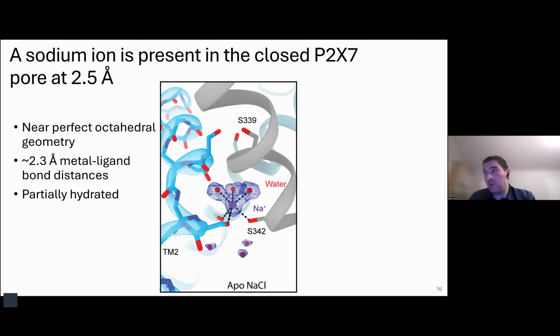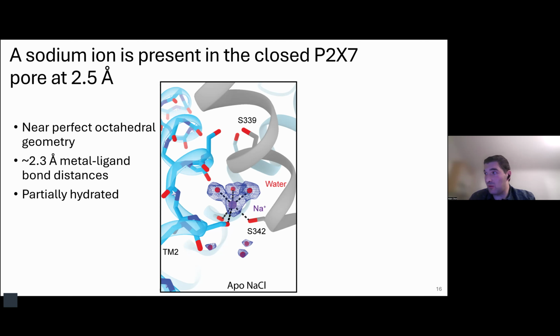So the first thing we noticed in the high resolution data was that the blob has become a highly coordinated density in the center of the pore. We ultimately decided to model this as a partially hydrated sodium ion. The sodium ion is coordinated in near perfect octahedral geometry by 3 coordinated water molecules above and the side chain hydroxyl of serine 342 below from each protomer. Importantly, serine 342 forms the constriction gate in the apo closed state. And the ion coordination for the sodium was confirmed with the CheckMyMetal validation server.